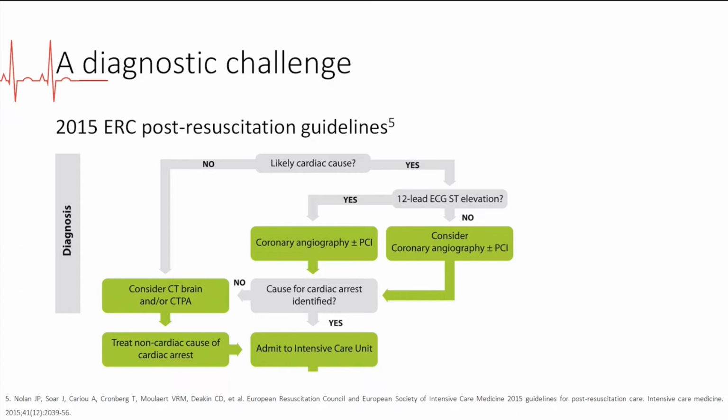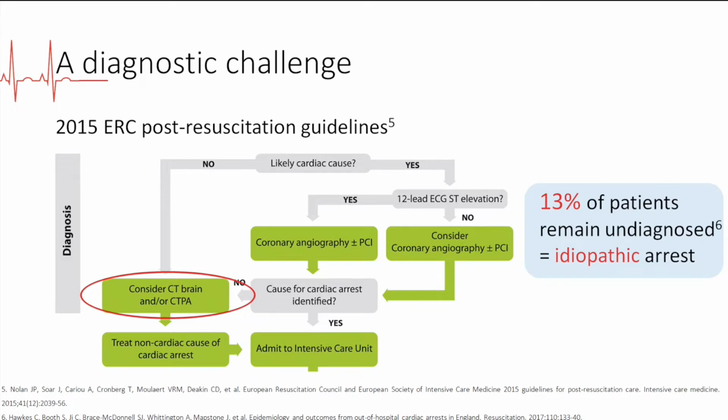So these are the guidelines from the European Resuscitation Council, published in 2015, and it's their diagnostic algorithm for out-of-hospital arrest. They recommend first thinking about cardiac cause, considering angiography and PCI, and then once you've excluded cardiac causes of arrest, then think about non-cardiac causes with a CT head or a CTPA to look at neurological or respiratory causes. But despite this, 13% of patients still don't have their arrest cause identified, so idiopathic arrest.